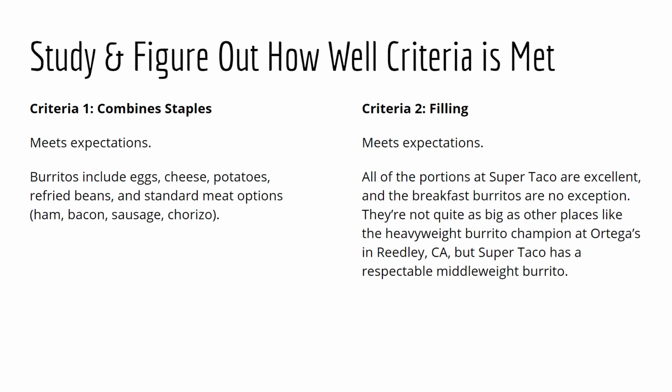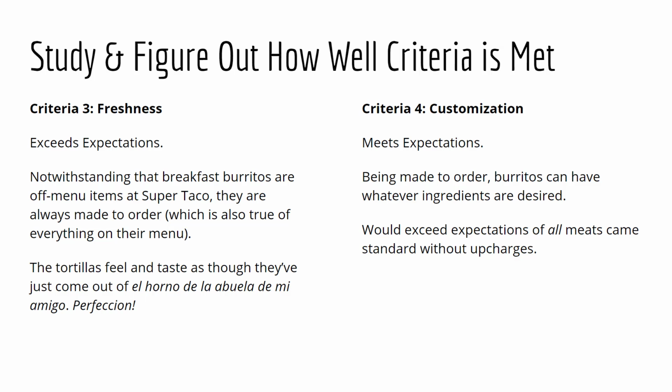All of the portions at Super Taco are excellent, and the breakfast burritos are no exception. They're not quite as big as other places like the heavyweight burrito champion at Ortega's in Reedley, but Super Taco has a respectable middleweight burrito. Criterion 3, freshness. In my view, this is where Super Taco really shines: exceeds expectations. Notwithstanding that breakfast burritos are off-menu items at Super Taco, they are always made to order, which is also true of everything else on their menu. The tortillas feel and taste as though they've just come out of el horno de la abuela de mi amigo, perfección. Criterion 4, customization: meets expectations. Being made to order, the burritos can have whatever ingredients are desired. They would exceed expectations if all of the meats came standard without upcharges.